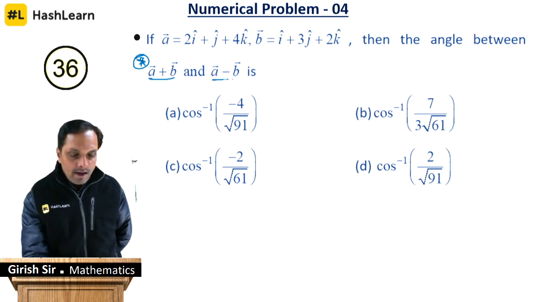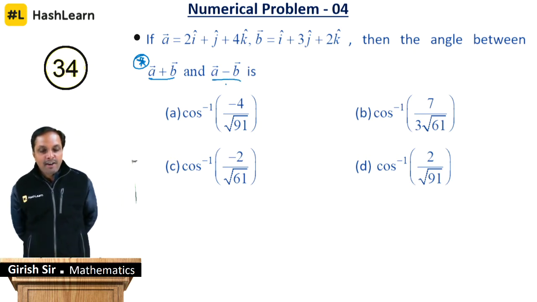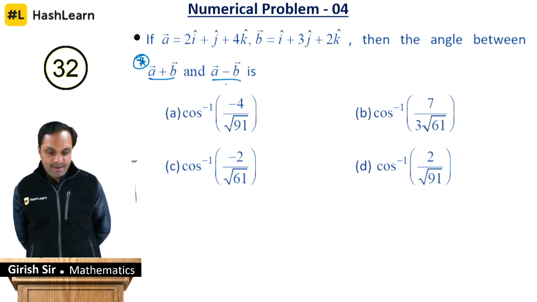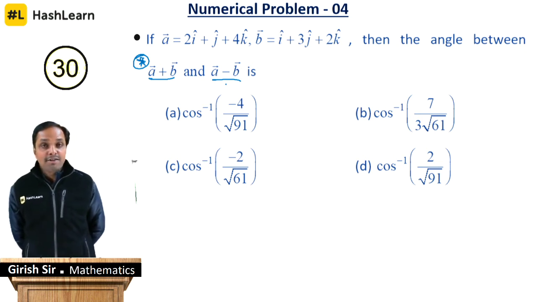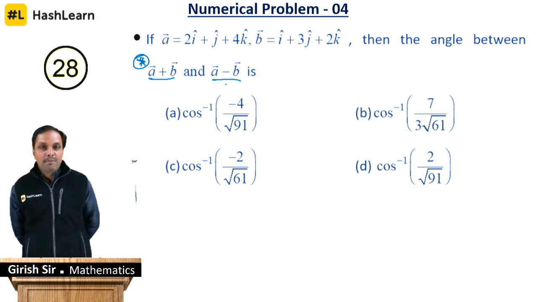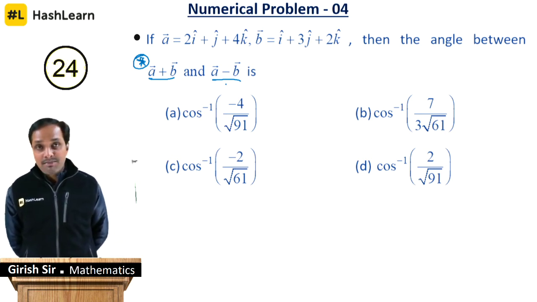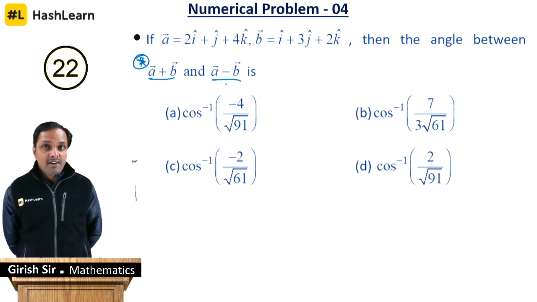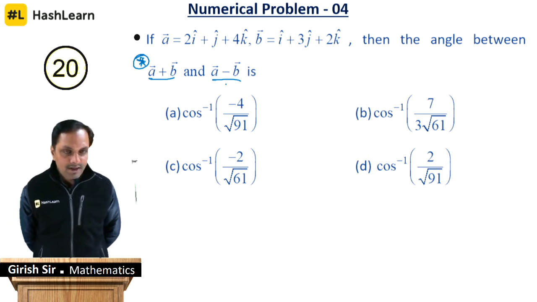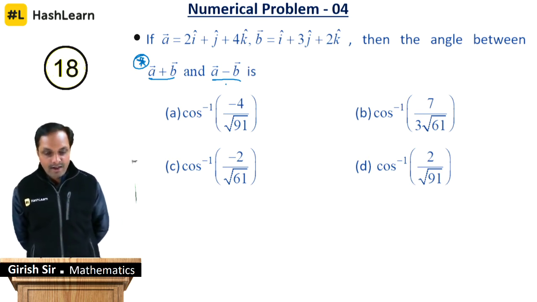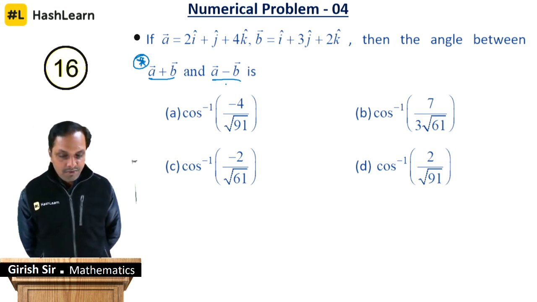You need to find the angle between A plus B and A minus B. So first what do you have to do? You need to add the vectors, and after that you need to subtract the vectors. Whatever the resultant outcome, you have got two vectors, and you have to find the angle between them. So what is your option?